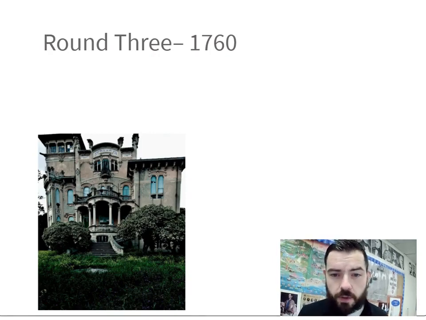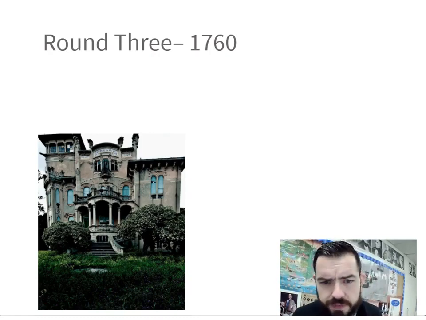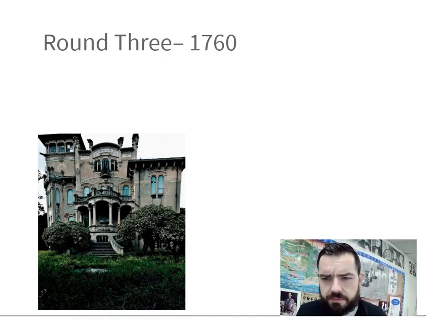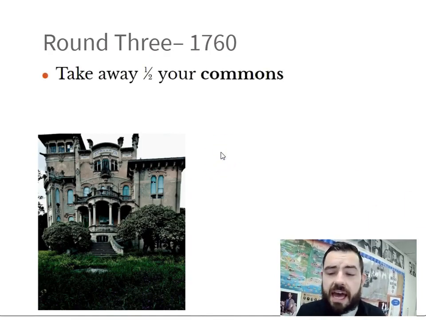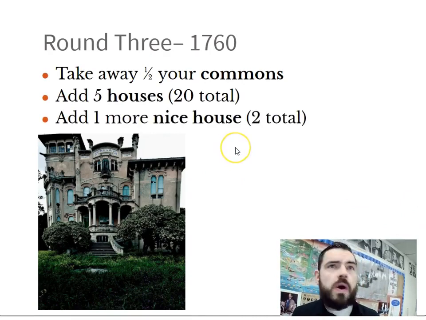The Commons, of course. A series of laws called the Enclosure Acts are passed by Parliament. This means that landowners can buy pieces of common land from the government. So go ahead and take away half of your commons and add 5 houses and also one nice house.